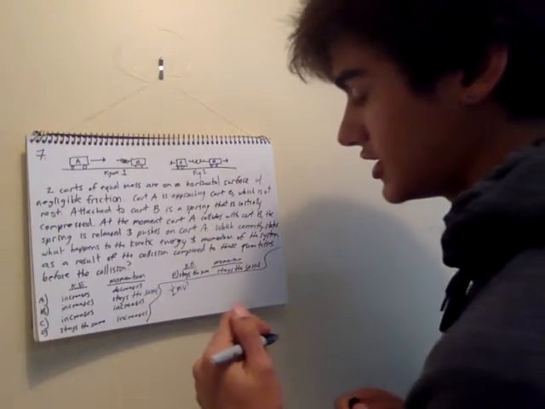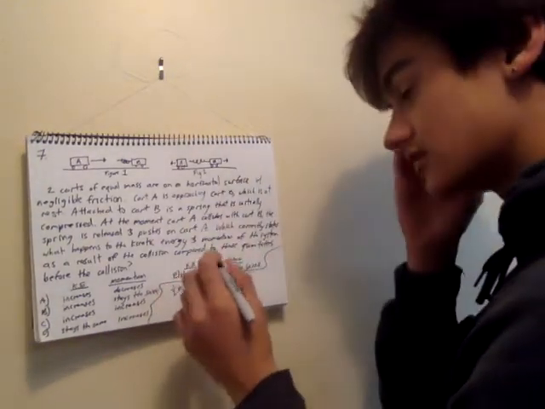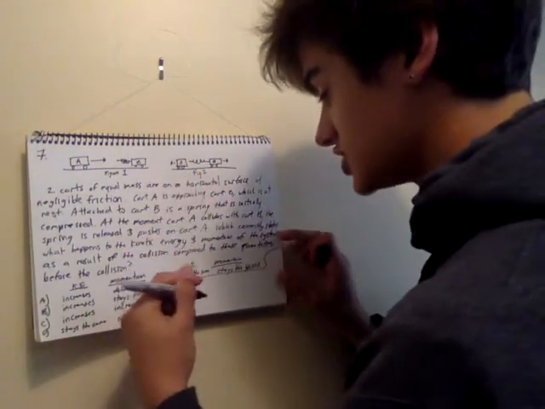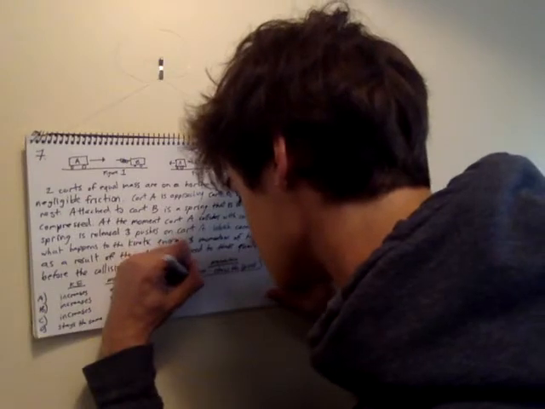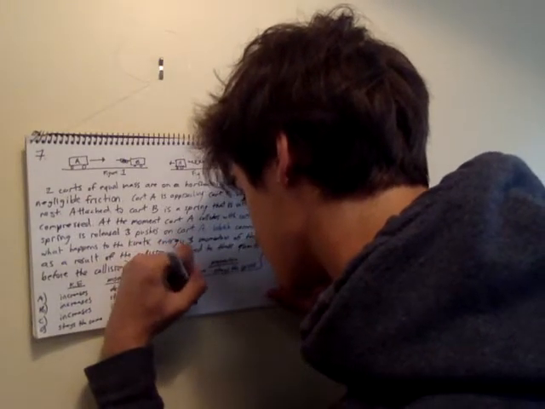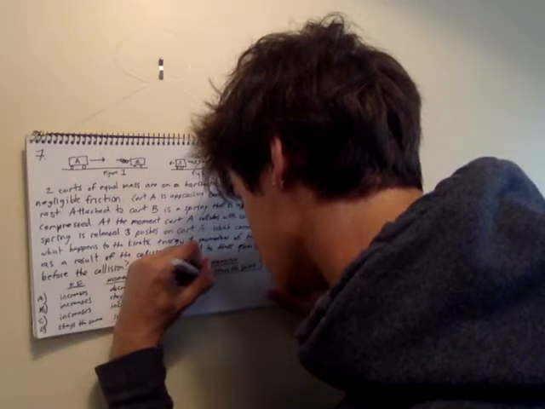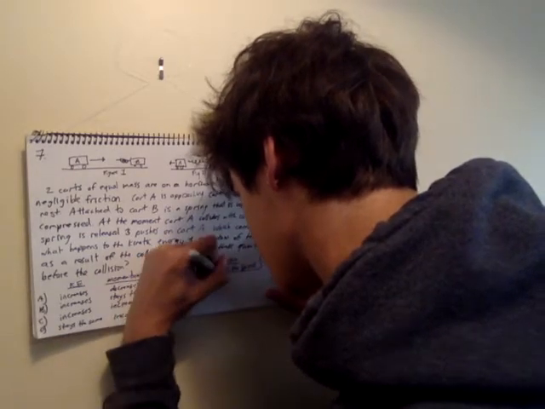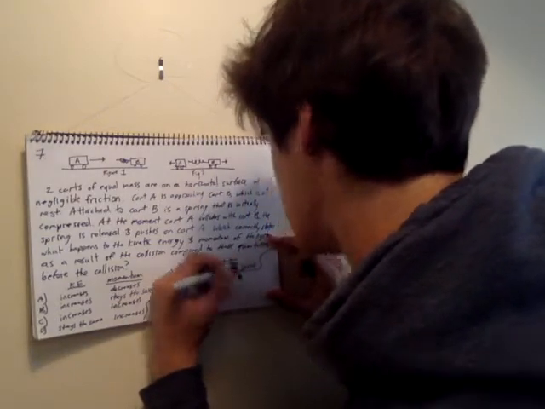And then at the end, the energy we have is two velocities moving away, and they have the same masses. So 1/2 mass times velocity 1 squared plus 1/2 mass times velocity 2 squared.